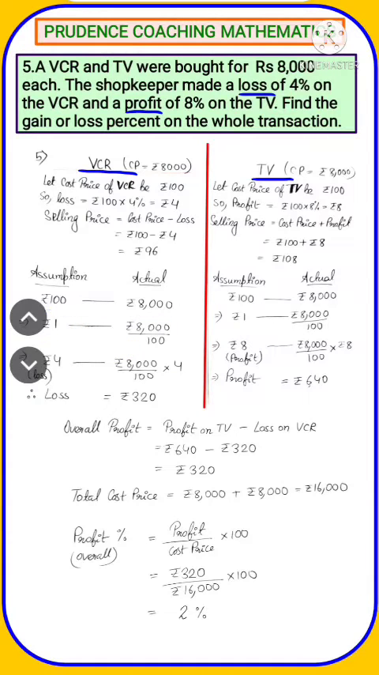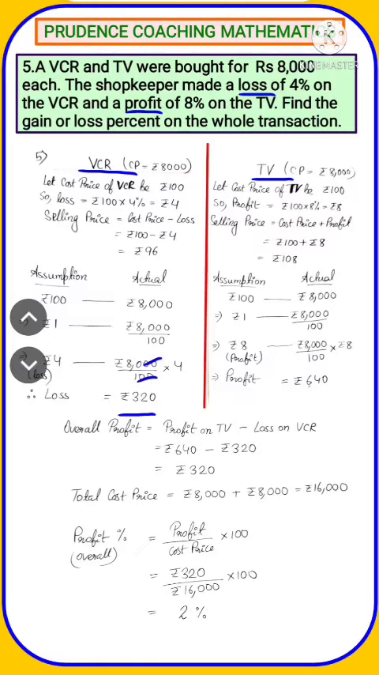And we need to find out the value of loss, that is rupees 4. So rupees 4 will be 8,000 divided by 100, that is the value of 1 into 4. After calculation, you will get this 0 and this 2 zeros will be cancelled. So you will get 320 rupees as the loss.